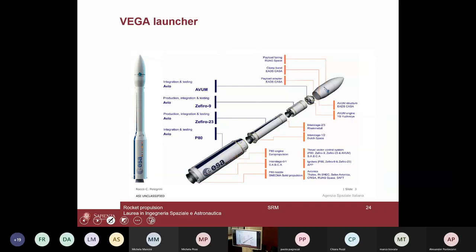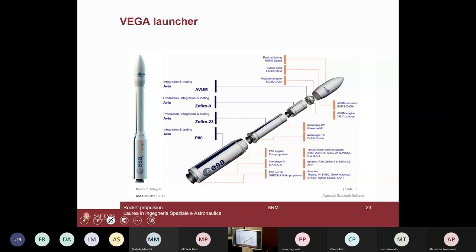And here is another launcher made mainly of solid rockets, the Vega launcher. This is the present Vega that this night should be launched again. We have three solid stages, P80, Z23, and Z9, respectively this one, this one, and this one.